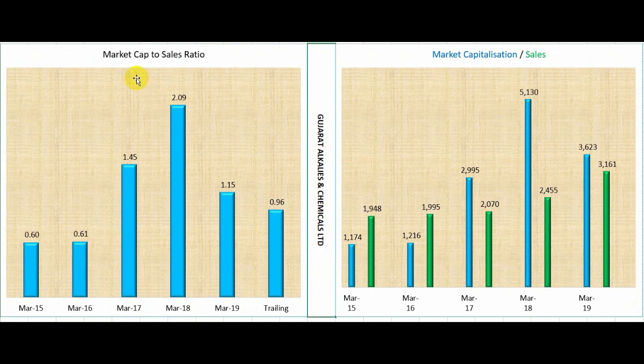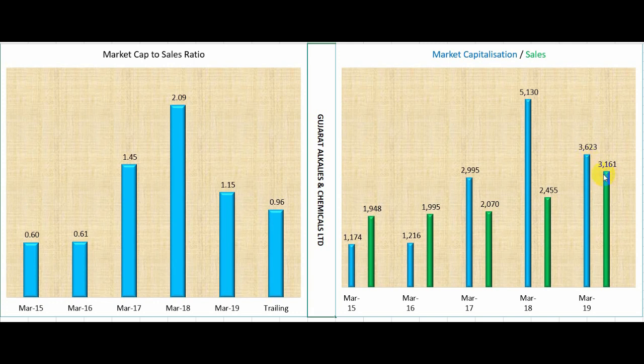Next, let us look at the valuation ratio, market cap to sales ratio, which will help us understand how far away the company's market cap is compared to the sales. So we see that in March 19, the company's market cap was just 1.15 times the sales it did. The company's market capitalization, or the total value of the company in the market, was around 3,623 crores, against which it managed sales of 3,161 crores. So this is very good.